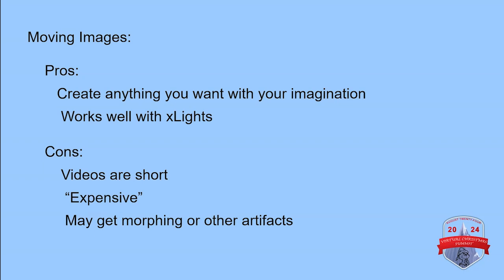So with moving images in Leonardo.ai, a static image I think is 5 tokens. A moving image is about 25 tokens. So if you're trying to get a moving image to be just right, just perfect, you'll burn through your allotment pretty quickly. And you may get morphing and other artifacts, and that's why you end up doing it over and over and over.